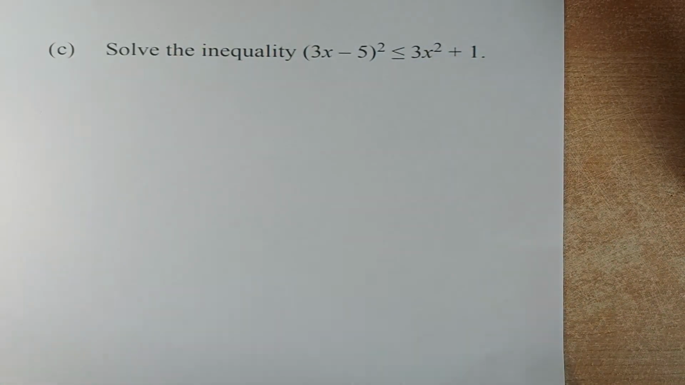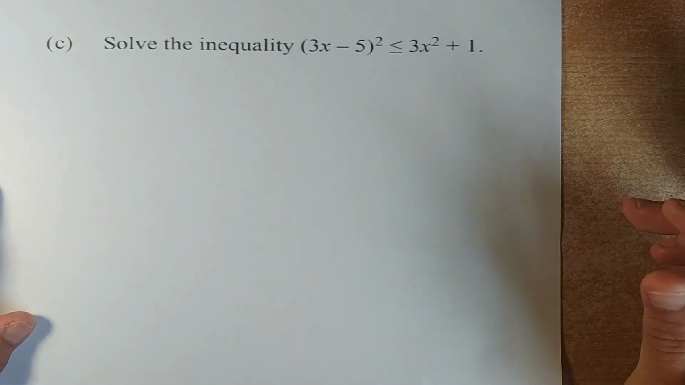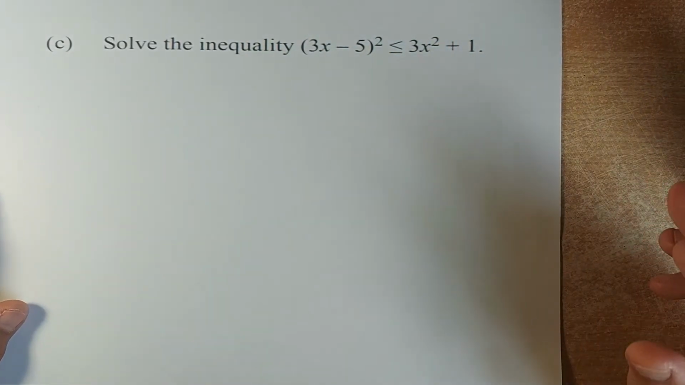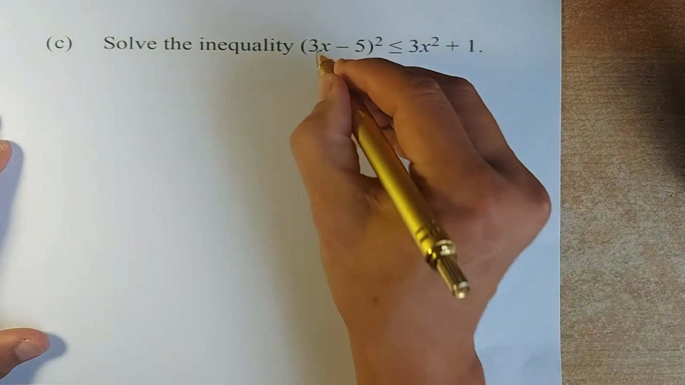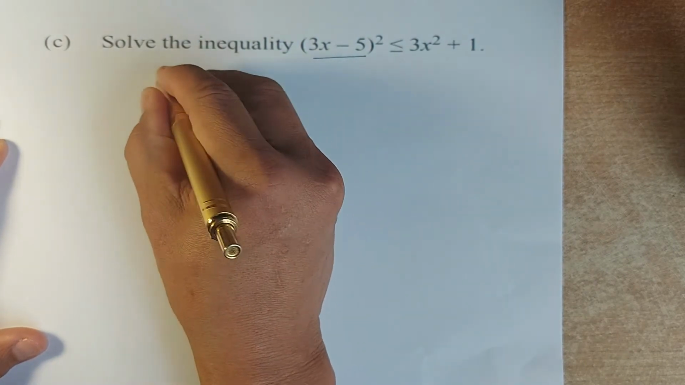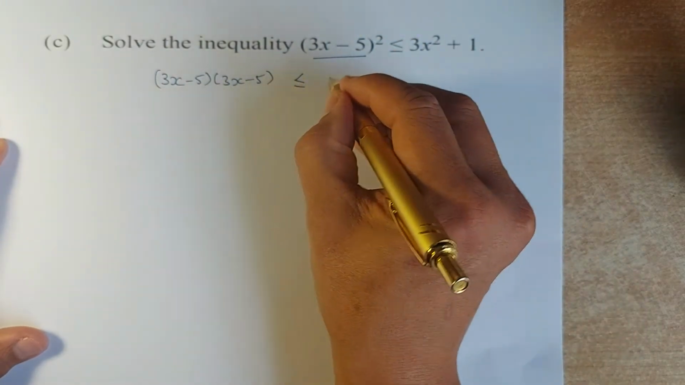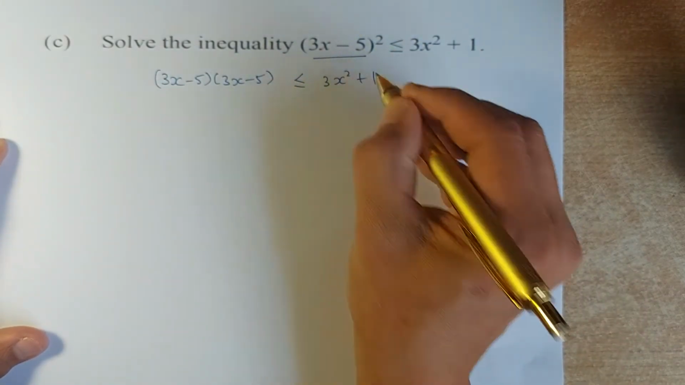So you are going to solve the inequality. As I said before, with inequalities, you just treat them as though they are equal. You only flip the inequality sign when you multiply or divide by a negative number. Now, the first thing we do is expand this part. This means 3x minus 5, 3x minus 5, because that's squared, is less than 3x squared plus 1.